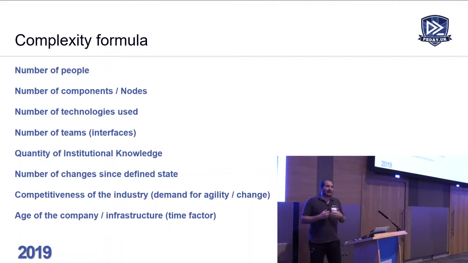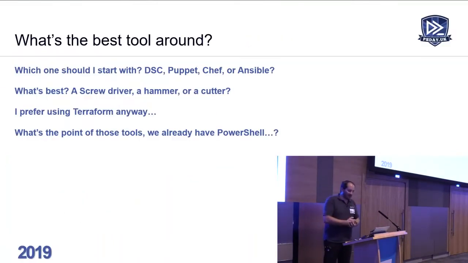And then adopting the tool is another issue. So the best tool, which one should I start for configuration management? DSC, Puppet, Chef, Ansible? Who's for DSC? Come on, I'm not the only one. Yeah, but it doesn't really matter. Maybe to you, DSC is the best way to start. Maybe you already have Puppet in your environment.